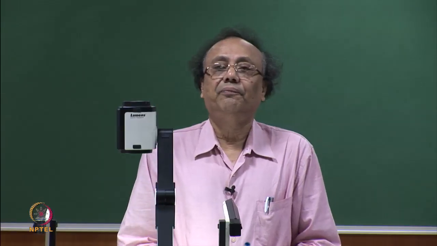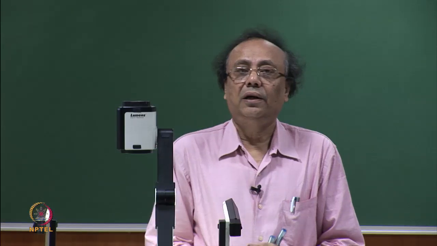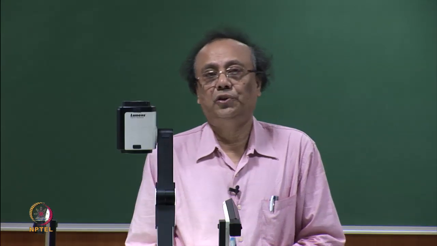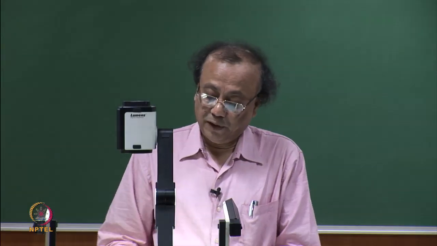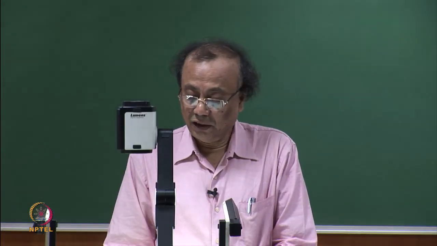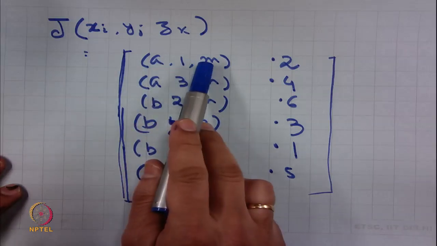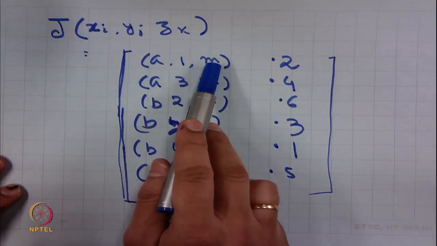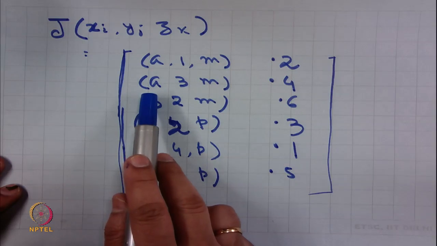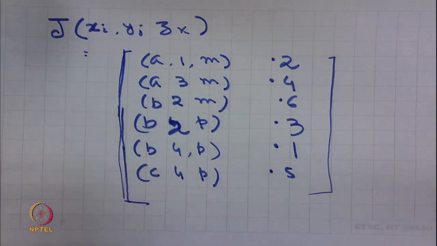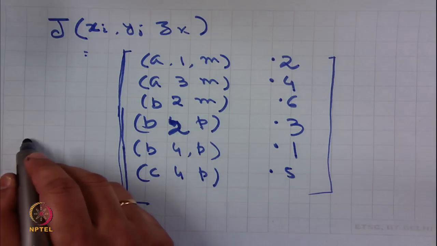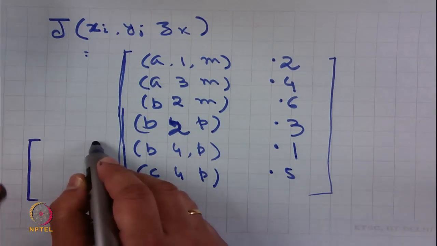The question is, are composition and join related in some way? Because in composition we are looking at only the x and z, but in join we are looking at all the 3 x, y and z. So, to get the composition, we can use this J matrix.